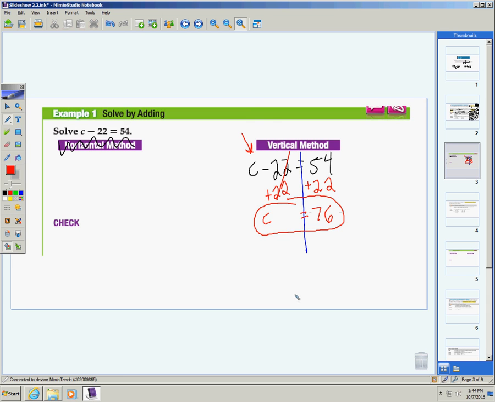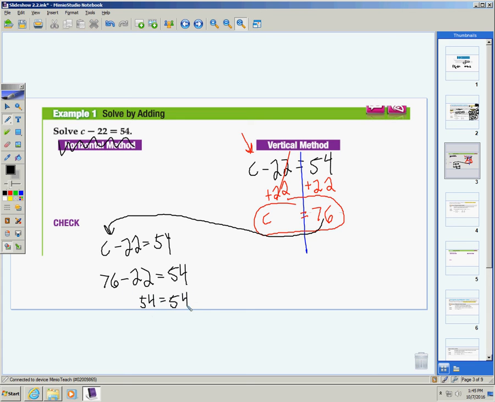And if you want to, and I would highly recommend this especially at first, you can always check your answer. The way you check your answer is you plug this 76 back into your original equation, c minus 22 equals 54. And I'm going to plug 76 in for c. So I'm going to see, is 76 minus 22 equal to 54? When I do 76 minus 22, I get 54. 54 equals 54. That means I got a correct answer.